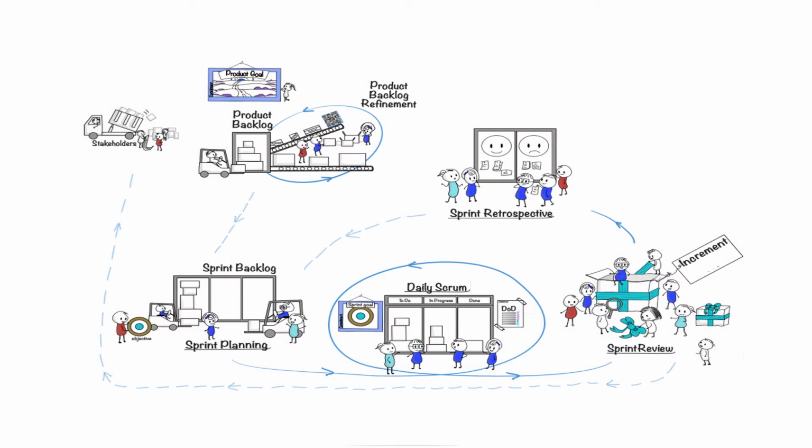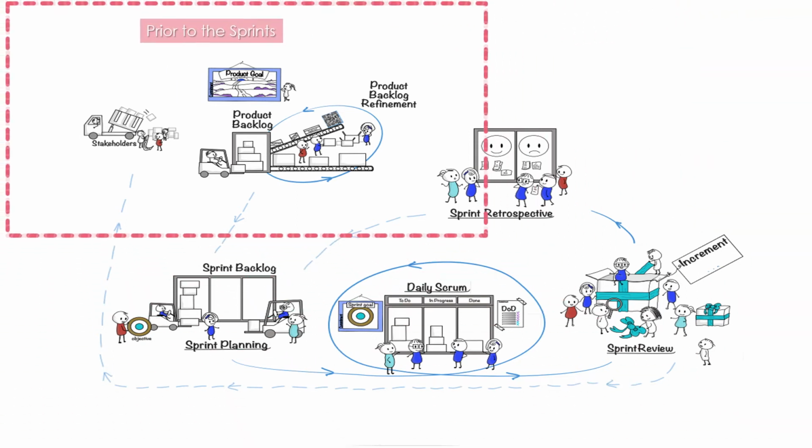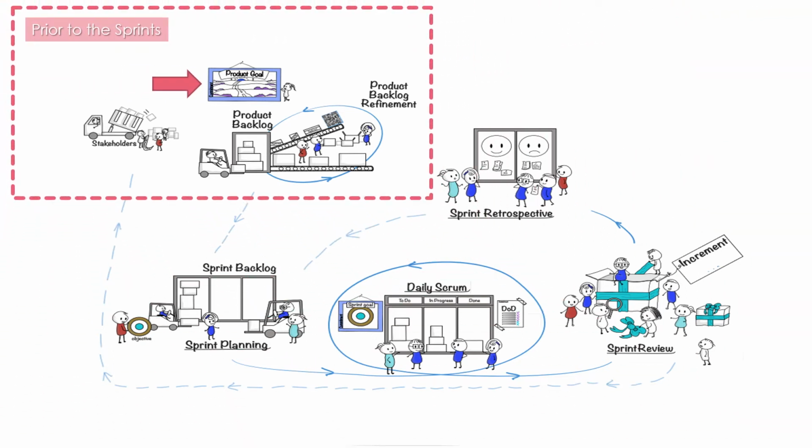What happens prior to the sprints? The product goal describes a future state of the product, which can serve as a target for the Scrum team to plan against. It is normally created by the product owner, one of the Scrum accountabilities, which will be explained later.